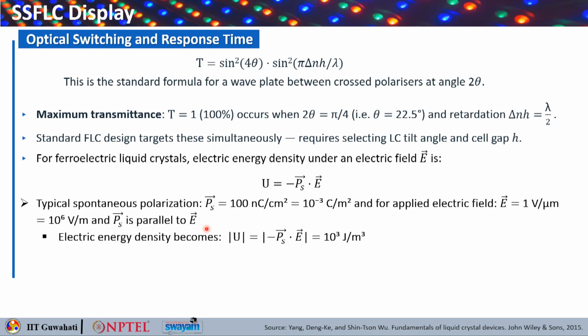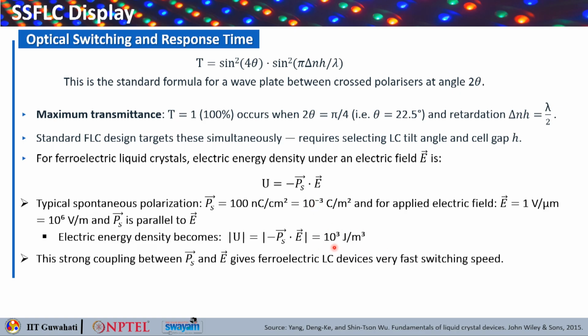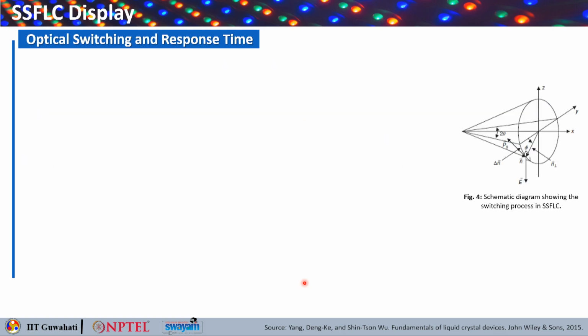The electric energy density becomes modulus of U, which is modulus of minus PS dot E, and you can see that it comes out to be around 10 cube joule per meter cube. So this strong coupling between the spontaneous polarization and the electric field basically gives ferroelectric liquid crystal devices very fast switching speed. That is the reason for the fast switching that is achieved here.